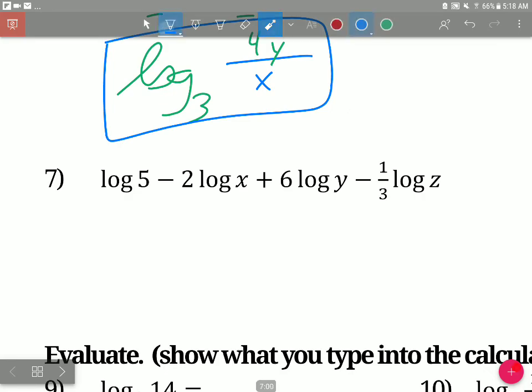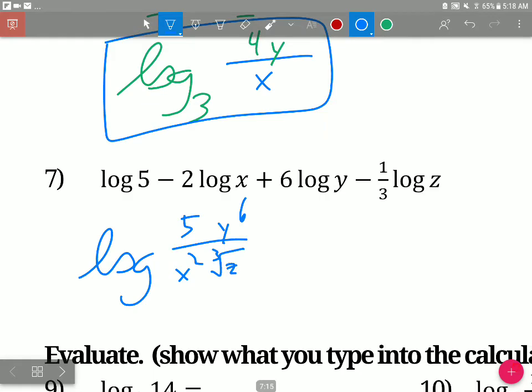Number 7. Pause it and do it on your own, but let's do this real fast. So that's log of 5 x squared y to the 6 third root of z. The x and the z are negative, so they go on bottom. The y and the 5 are positive, so they go on top.